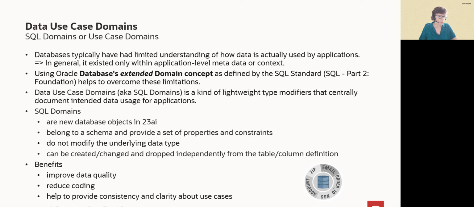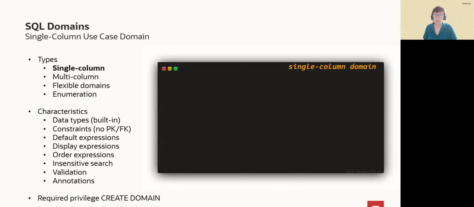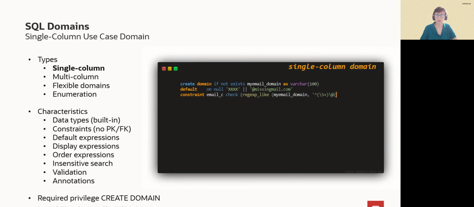The benefits are obvious. You can improve data quality and reduce code. It's reusable, of course. And it helps to provide consistency and clarity about use cases. So let's give the first example, a single column use case domain. There are also multi-column and flexible domains and an enumeration type.